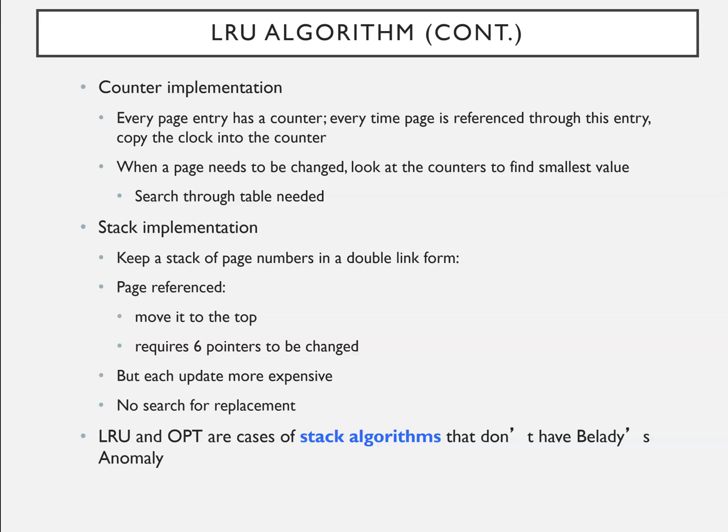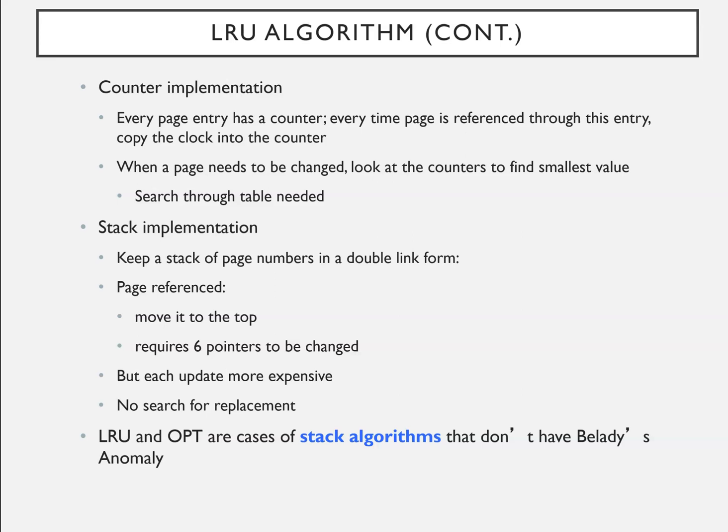But this requires us to search through the table. Another option is a stack implementation. Keep a stack of page numbers in a doubly linked form. When a page is referenced, move it to the top. It does require up to 6 pointers to be changed. That is 2 for the front, 2 for the base of the stack, and potentially 4 for the actual moving of the item. It does make an update more expensive, but there is no search for replacement.